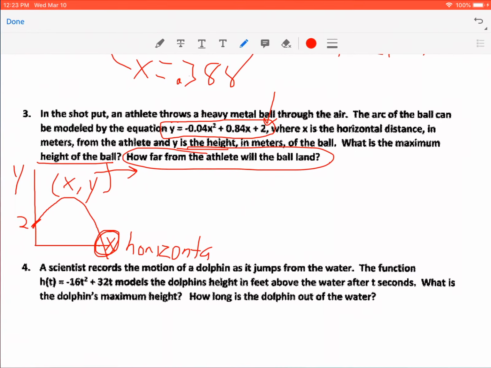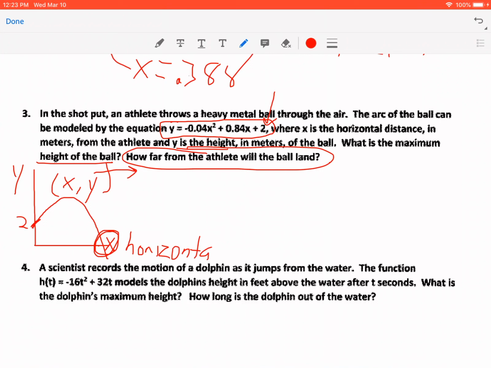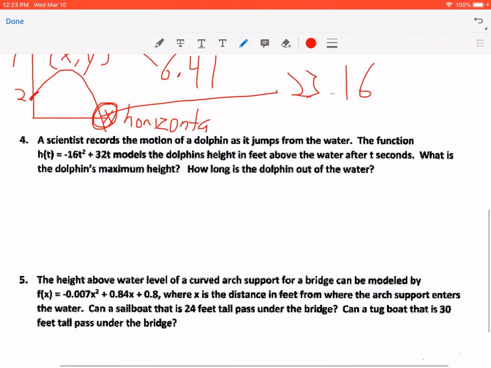All right. So what was the height? Height was 6.41. How far from the athlete will the ball land? We said that answer was 23.16. All right, last two.